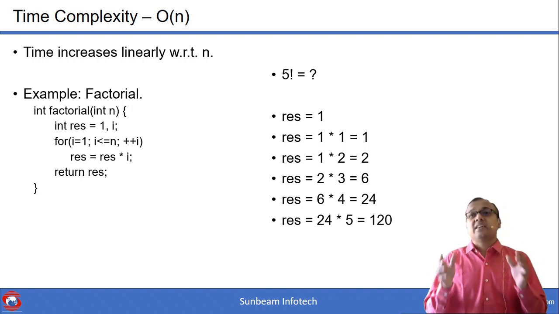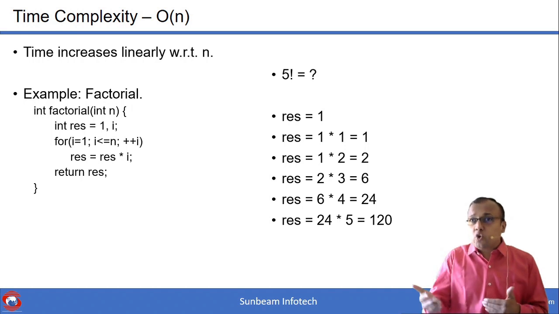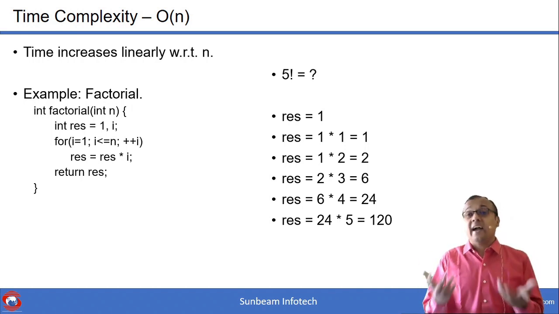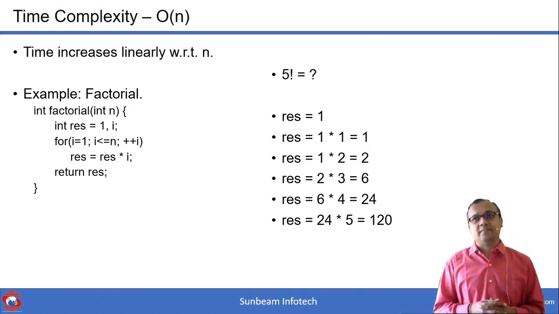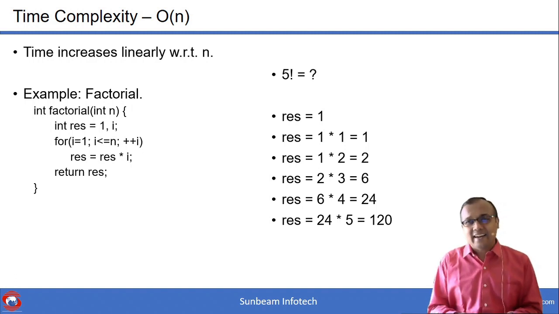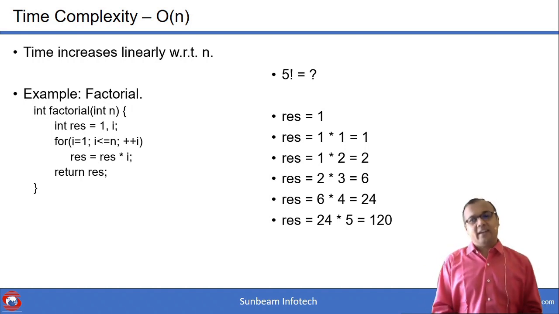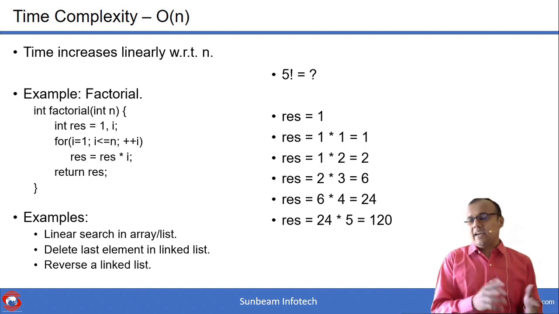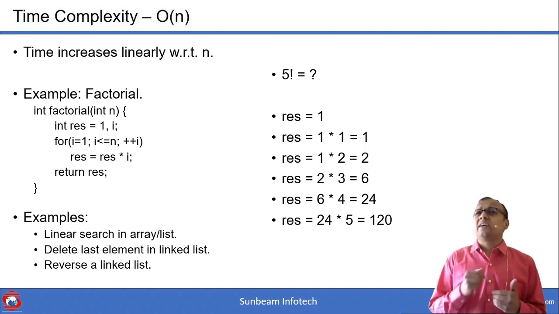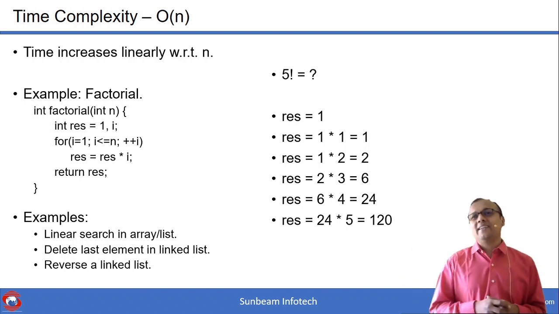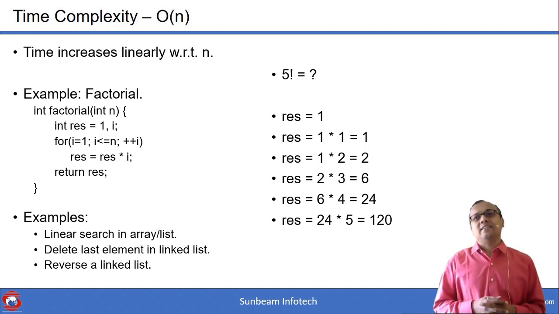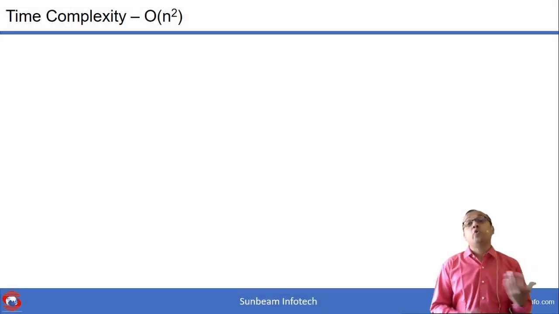It simply means that as n grows, the number of iterations of the loop increases and hence the time will also increase. Here we can say that the time complexity is of order of n. A few more examples can be a linear search in an array or linked list, or trying to delete the last element in a linked list, or for that sake reversing a linked list. Now let us take a look at O(n square).